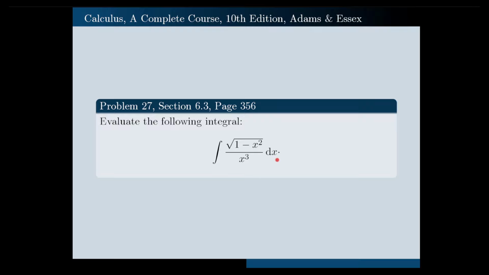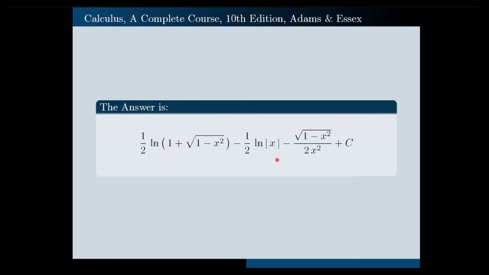It would be a good idea if you pause the video at this point and try to solve the problem yourself first. If you do the calculations correctly, one possible answer that you will get is as follows. 1 over 2 ln of 1 plus square root of 1 minus x squared, minus a half ln of absolute value of x, minus square root of 1 minus x squared over 2x squared, plus a constant c.